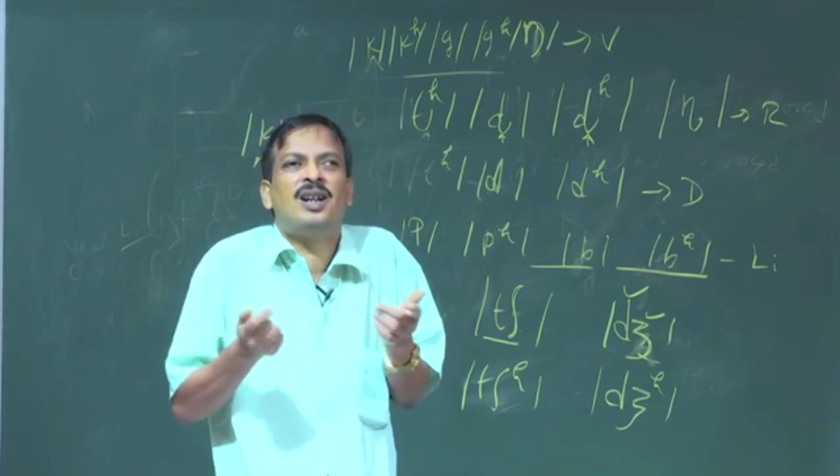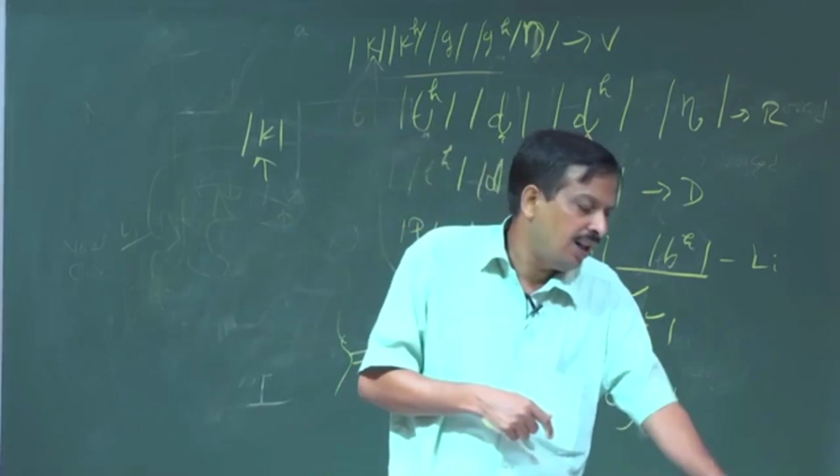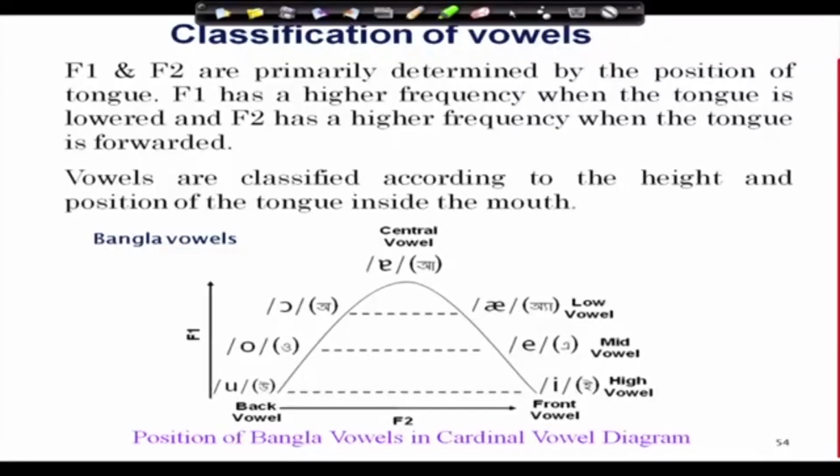So, what does the signal look like? I will show you the signal for Bengali, for example, but there is another important thing. I said that vowels can be placed on the F1, F2 plane; this is called the cardinal vowel diagram. If I place the Bengali vowels, it will look like this: back and front is defined by F2, and height, close or open, is defined by F1. So, it is the F1 and F2 plane.